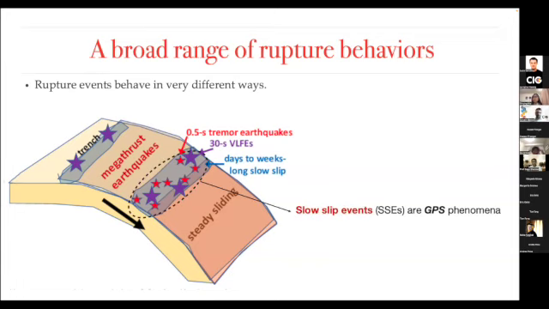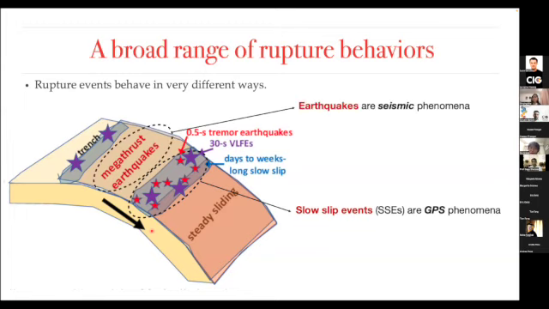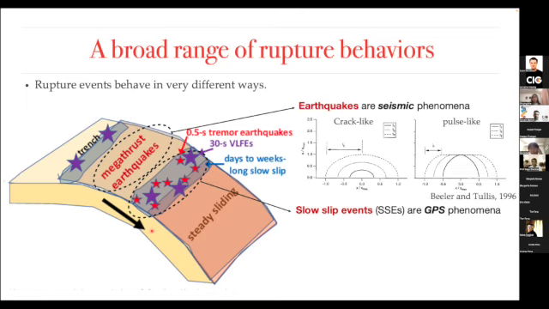This happens commonly at the down-dip of the seismogenic zones and can only be detected by GPS stations. And sometimes they can be devastating, rupturing very fast in seconds or minutes and causing very strong ground motion by seismic waves. These rupture events are, as we know, earthquakes, and can be observed by seismic stations. And the rupture style can actually be different: either crack-like or pulse-like.